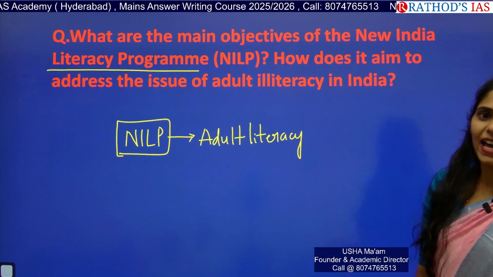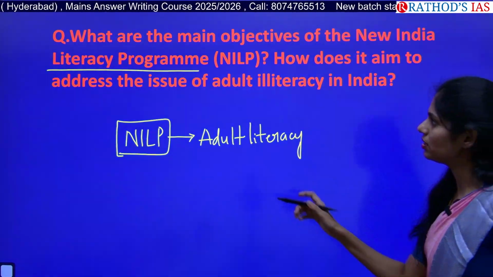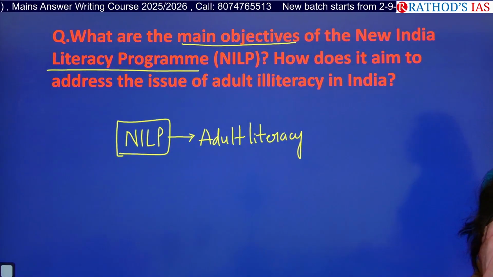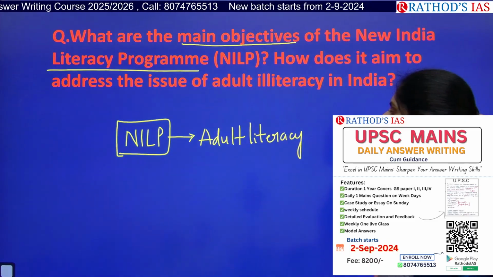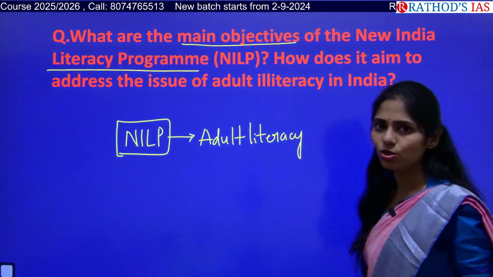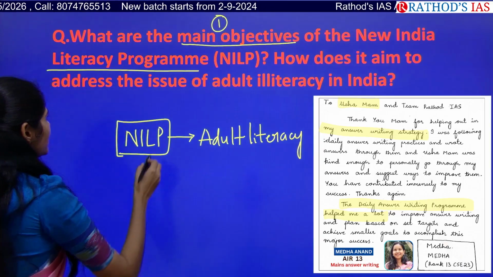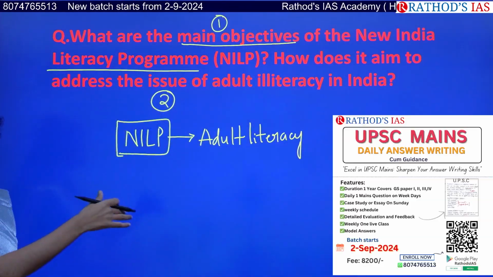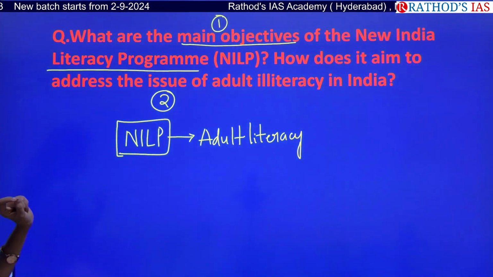So the first step, as usual, you have to read the question at least twice. So let us read the question. What are the main objectives of the New India Literacy Program and how does it aim to address the issue of adult literacy in India? So how many questions are there? There are two questions. The first one is you have to write about objectives, and the second one is you have to see how this problem of adult literacy is going to be addressed by this scheme.